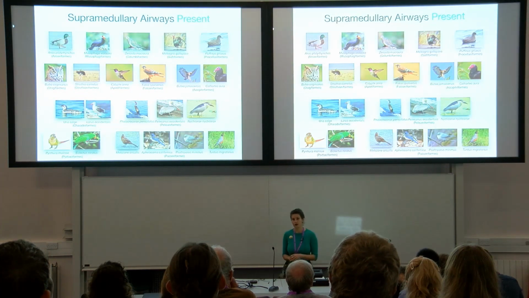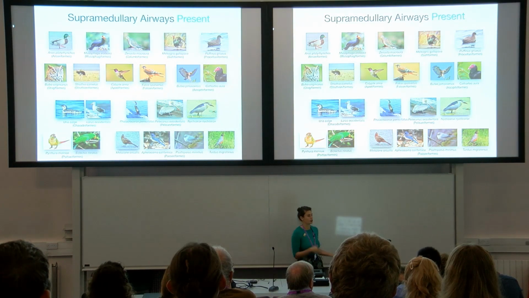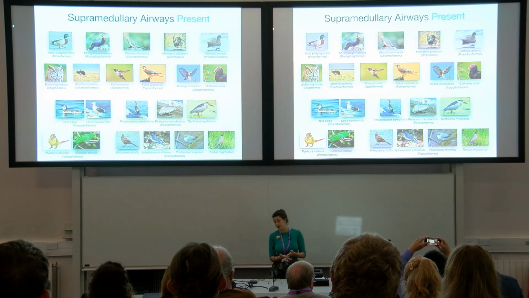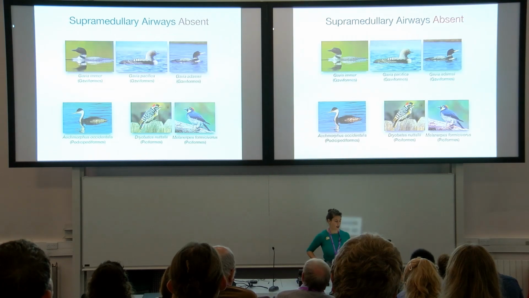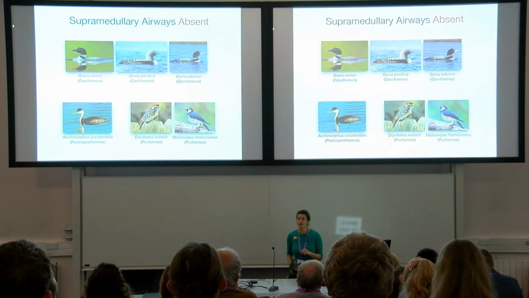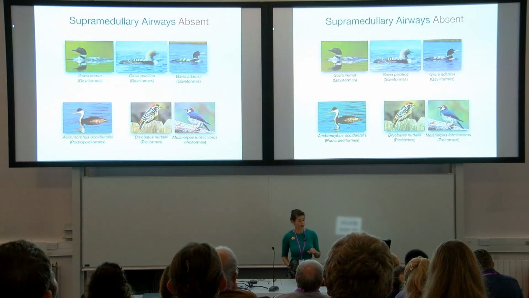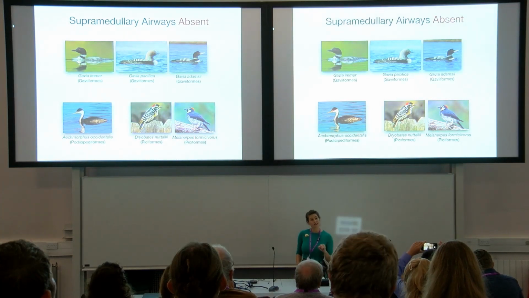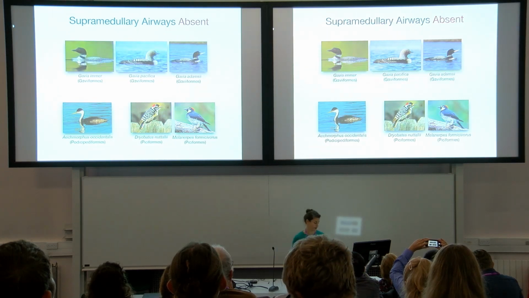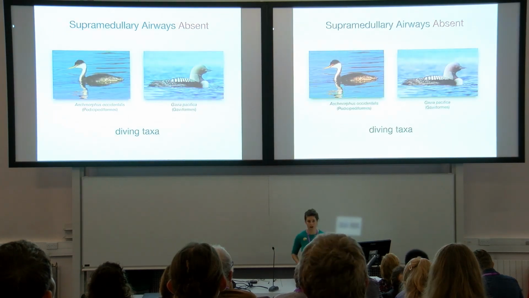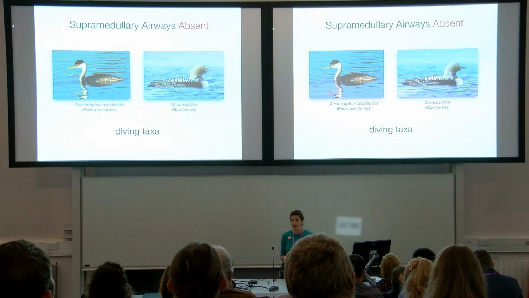The first thing we noticed was that the vast majority of birds do have these structures, everything ranging from ostriches to hummingbirds to exotic taxa like psittaciforms. Parrots have supramedullary airways. Lots and lots of birds have them. But there were a handful that did not. Loons and grebes don't have supramedullary airways, and neither did either of the piciforms in our data set, which were both woodpeckers. In the case of loons and grebes, this isn't terribly surprising.